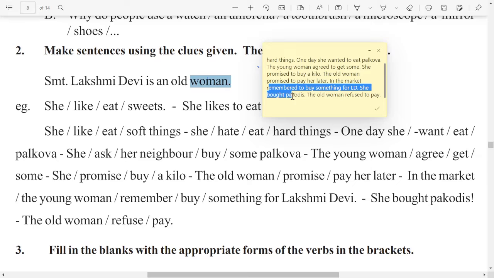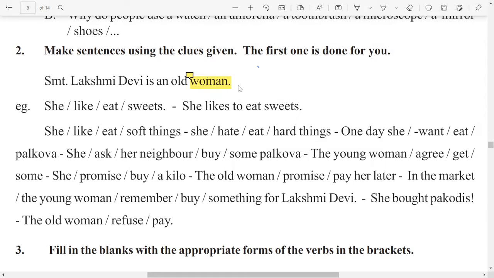Next one, remembered, past action. This one, remembered. Next one, she brought, past action. Refused, past action. These are the verbs that we have to focus on here. Okay, that is the rearrangement.